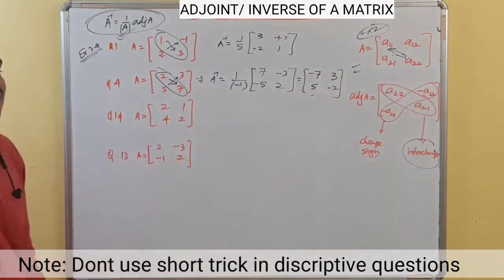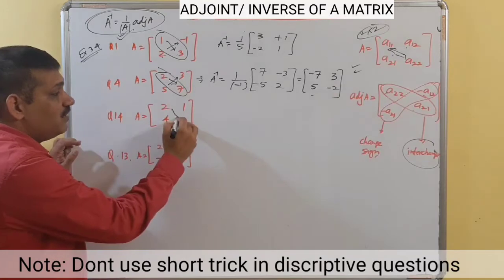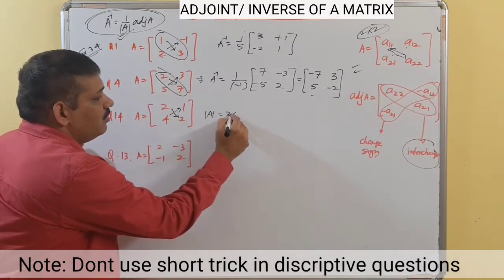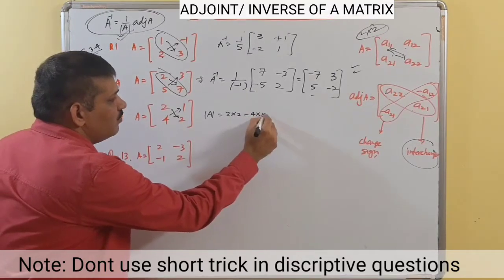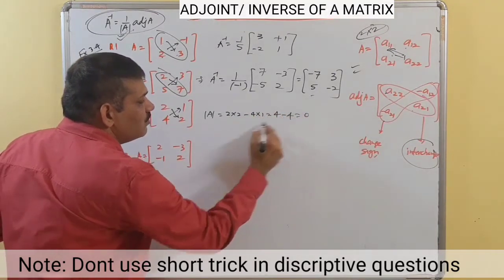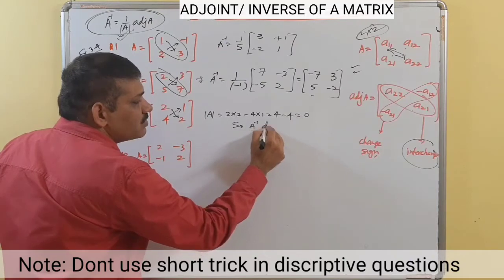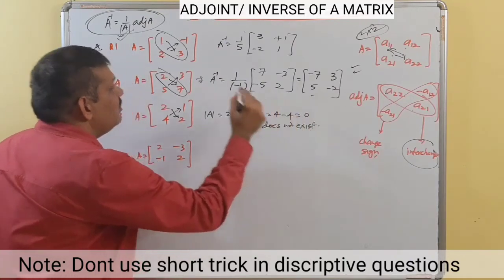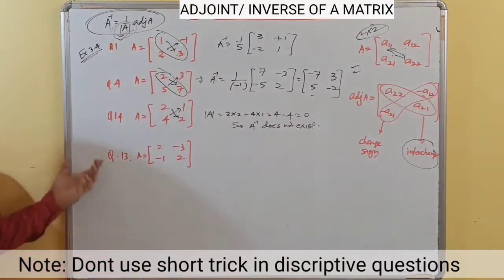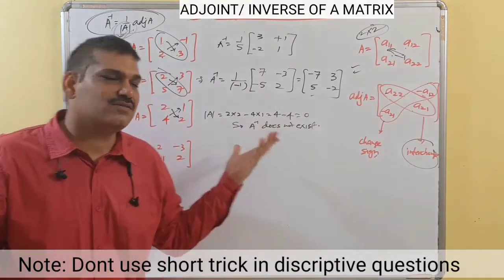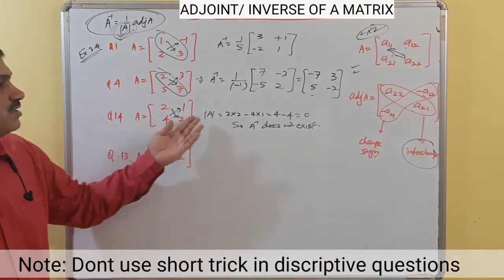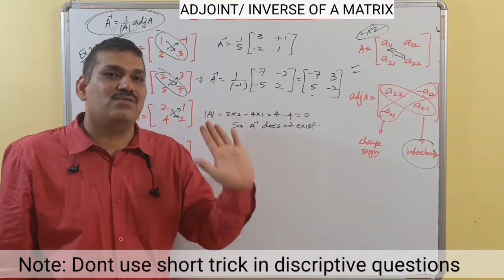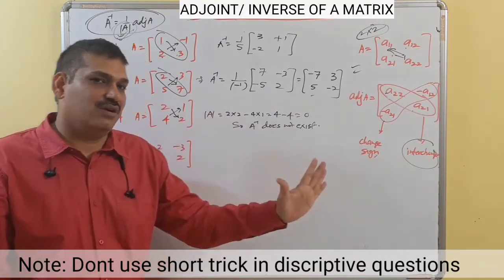is the inverse of this matrix. Here in the very first step you can see the determinant of A is equal to 2 into 2 minus 4 into 1, that is 4 minus 4 equal to 0. So A inverse does not exist, because to find A inverse we have to divide by determinant A, and division by 0 is not defined. A matrix whose determinant is 0 is known as a singular matrix, and a singular matrix cannot be inverted.